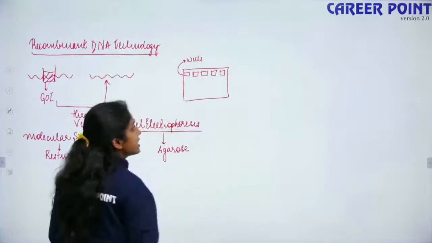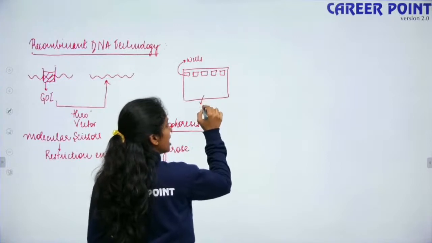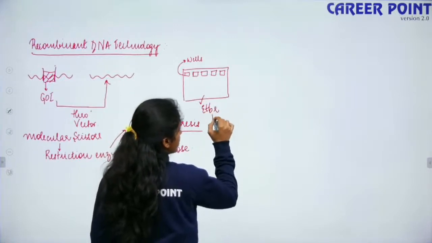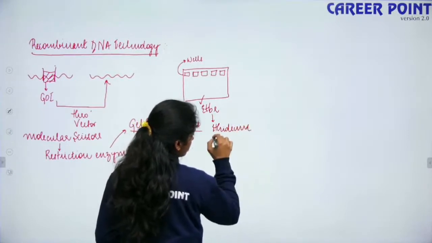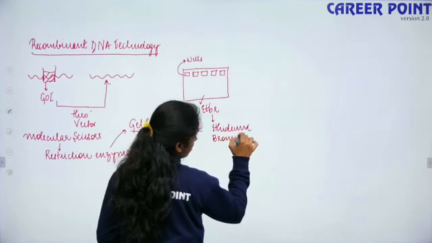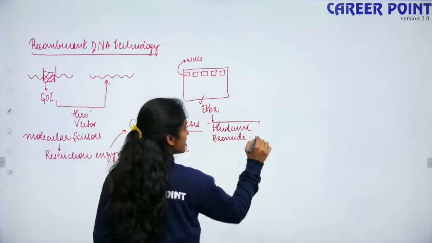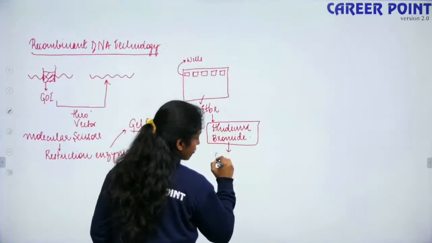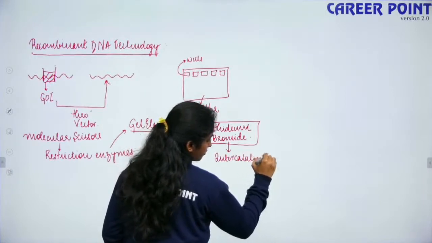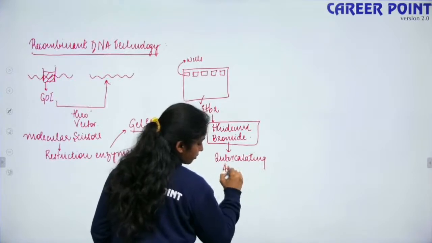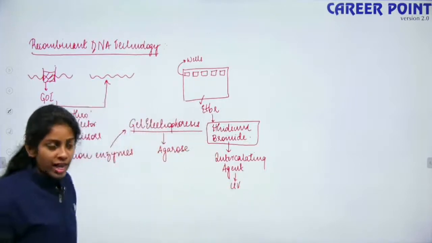Before loading the sample, or while making the gel, I add ETBr to the gel. ETBr is ethidium bromide. Ethidium bromide is an intercalating agent, and it enables you to see the bands under UV light.